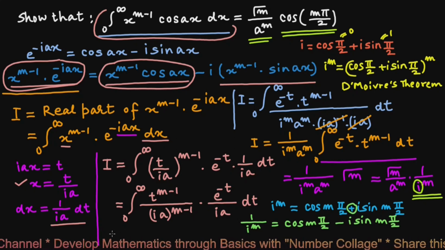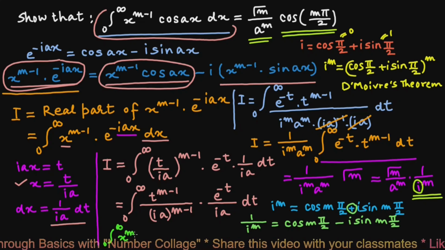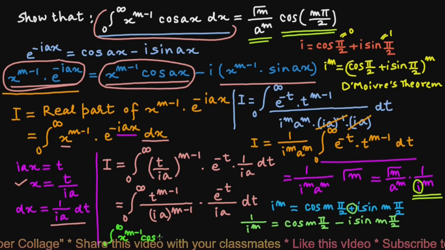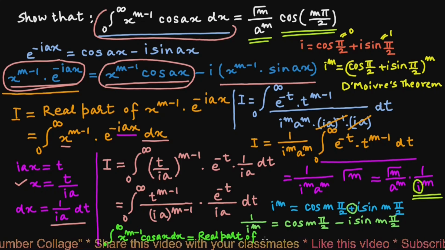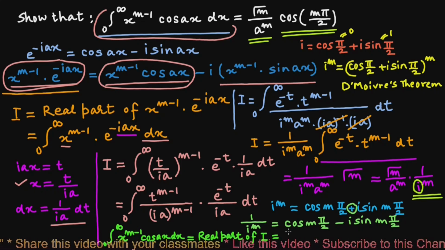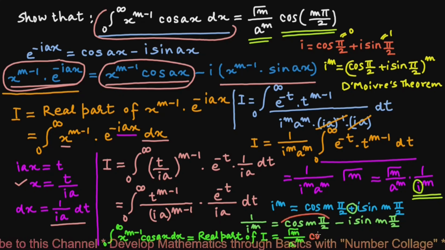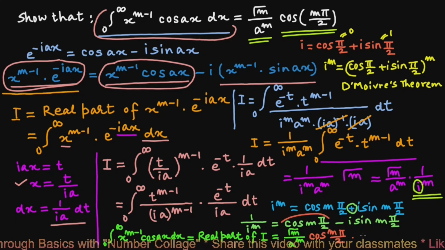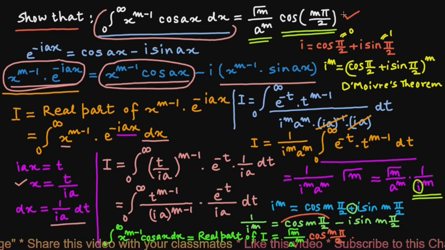So the given integral from 0 to infinity x raised to m minus 1 cos ax dx will be the real part of integral I, which is gamma m upon a raised to m, this cos m pi by 2. So this is how we can show this integral to be this right hand side.